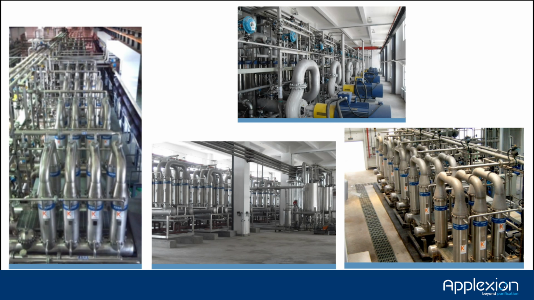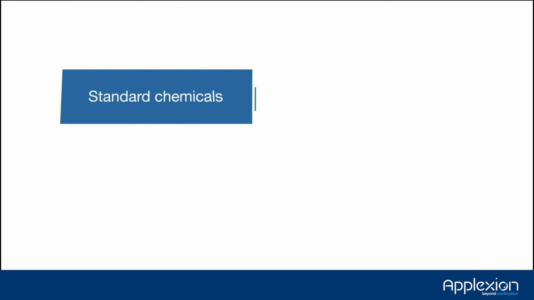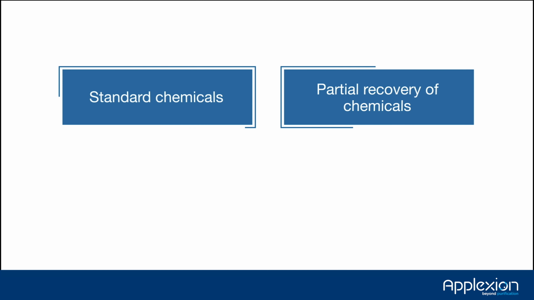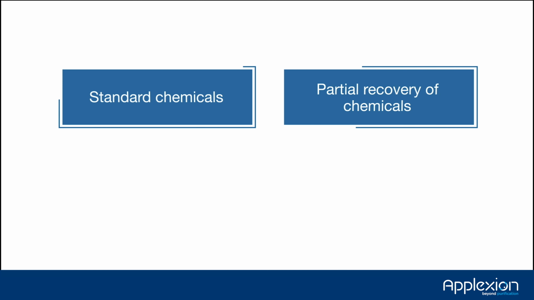The industrial design of NovaSIP's filtration units provides several advantages. Standard chemicals such as sodium hydroxide, nitric acid, and sodium hypochlorite are sufficient, so you don't need to use other more expensive cleaning formulations. Chemicals can be partially recovered and recycled for further membrane cleaning.